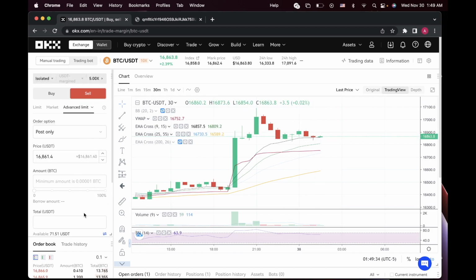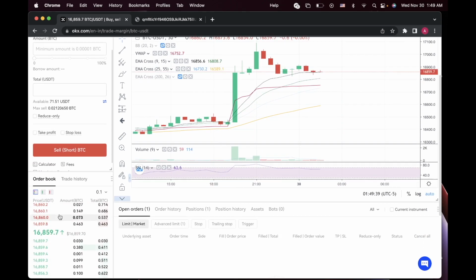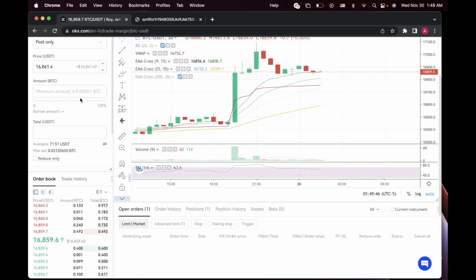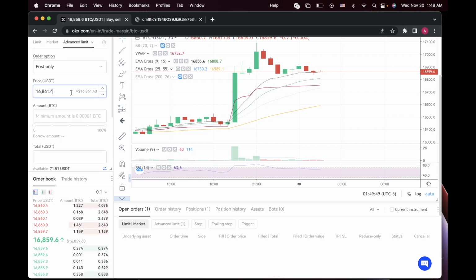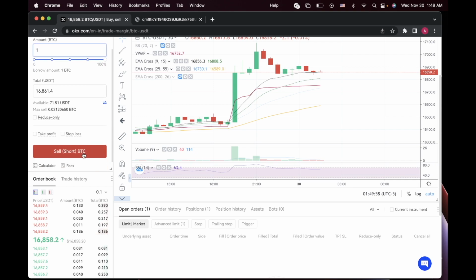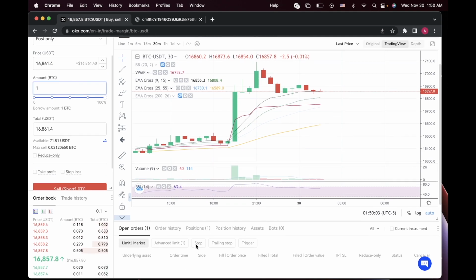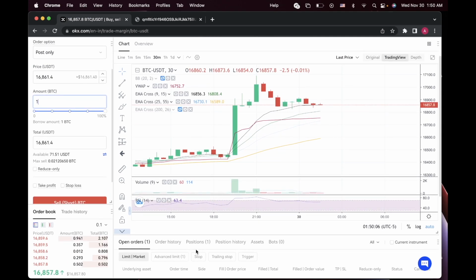We need to sell at a price a little bit higher than the current price. Let's check. For example, if we have a price of 859, we want to set a price of 861, and set the amount of Bitcoin. So when we click sell short Bitcoin, we will set a limit, and when the price reaches this, we will open our position.